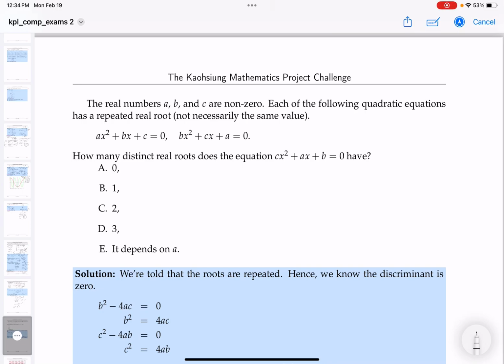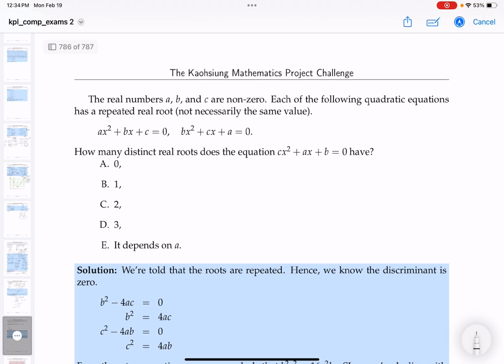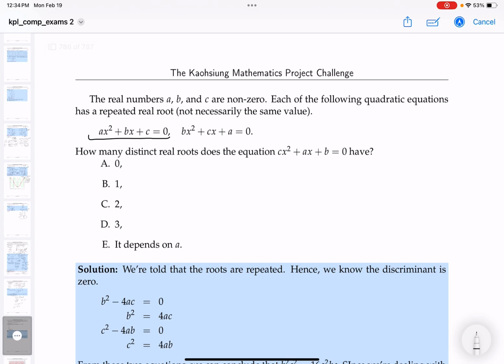Okay, reading it, they say there's real numbers a, b, and c. They're all non-zero. Each of the following quadratic equations has repeated real roots. Now, if it has repeated real roots, I want to point out the discriminant. Let me write down the discriminant for you.